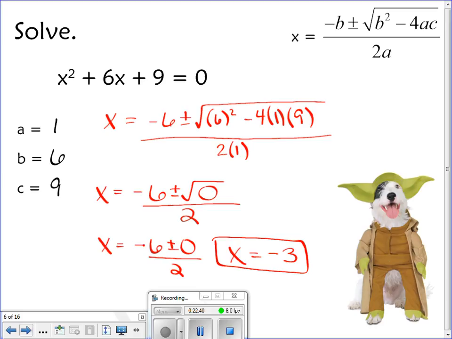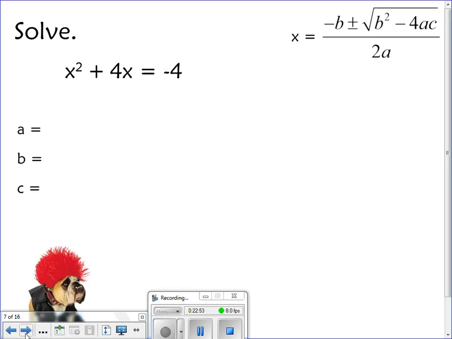All right? So real quick on this one, since I got a nice pretty answer, what's that mean about the original problem? It was factorable. Nice try. It was factorable. Yeah, so you could have factored that one. You guys want to try this one on your own? Okay.